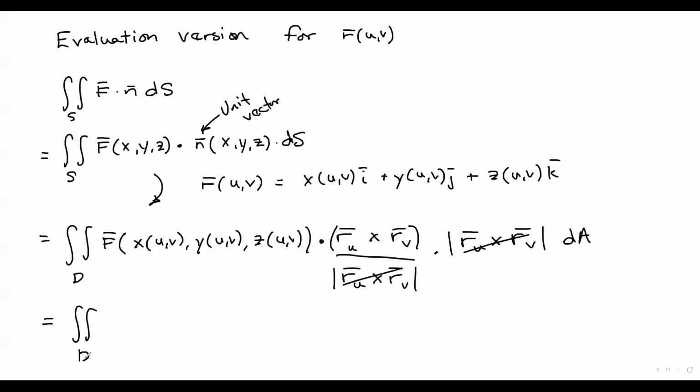And so our evaluation version is going to be F of x of uv, y of uv, z of uv. You need to change everything over into u's and v's, just like we did for surface integrals. Then you dot it with r u cross r v, which are also all in terms of u and v, dA. Then you'll integrate, and the result will be the flux. This is the evaluation version for r of uv.